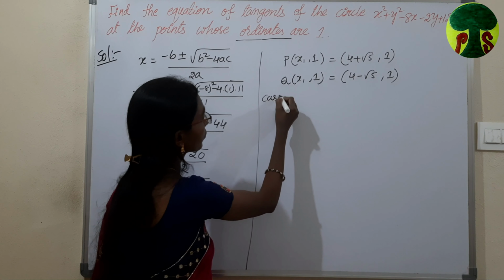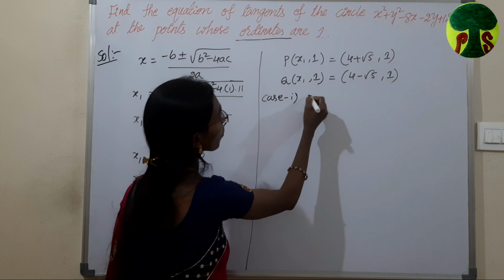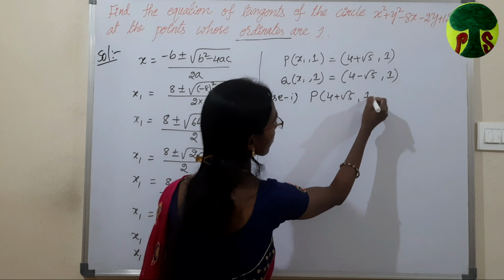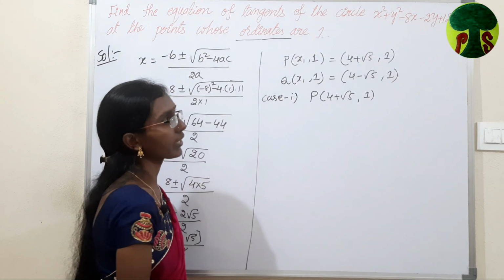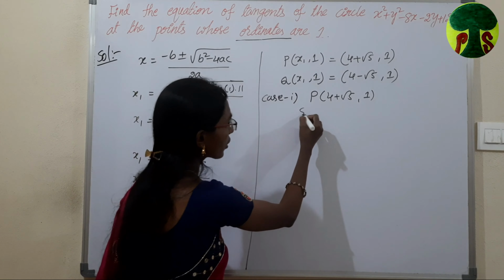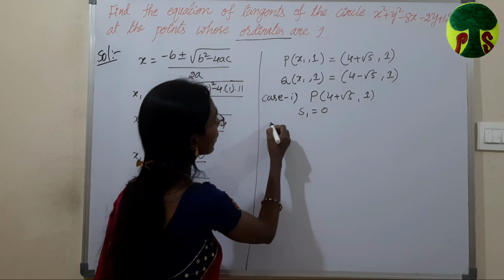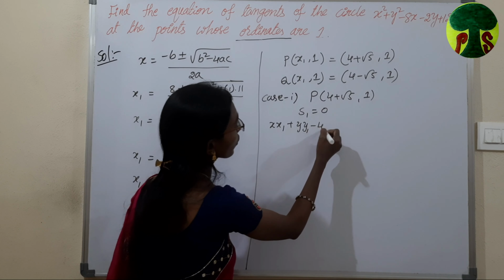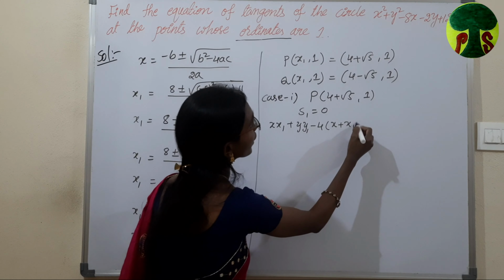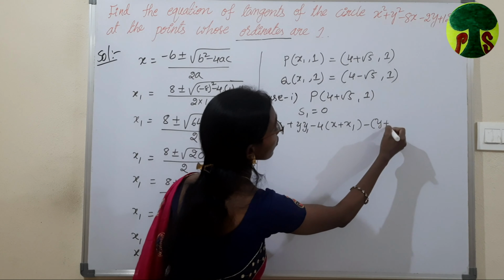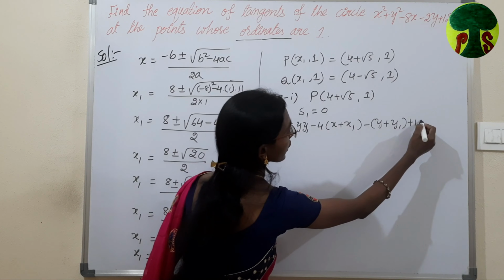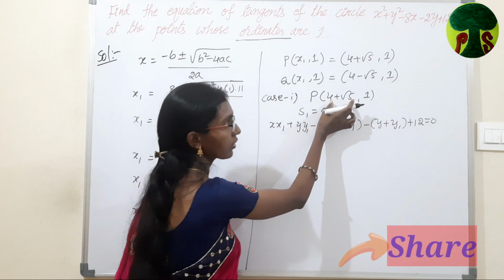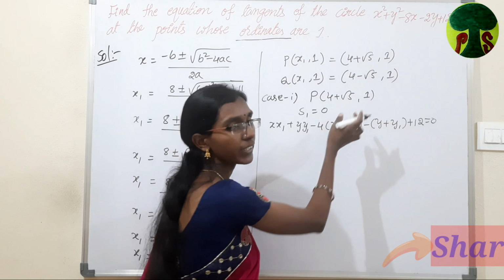Case 1, the point is P(4 plus root 5, 1). At this point I want to find the equation of the tangent to the circle, that is S1 equals 0. So x1 x plus y1 y minus 4 into (x plus x1) minus y plus y1 plus 12 is equal to 0. Substitute x1, y1 values. x1, y1 values are nothing but 4 plus root 5, 1 respectively.